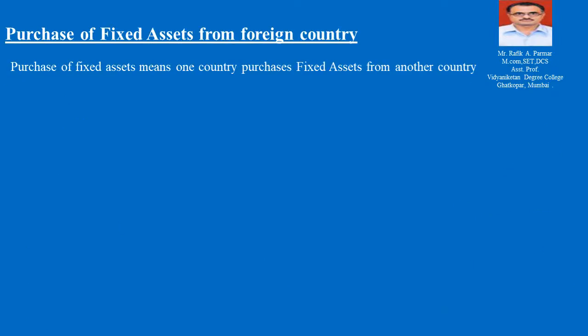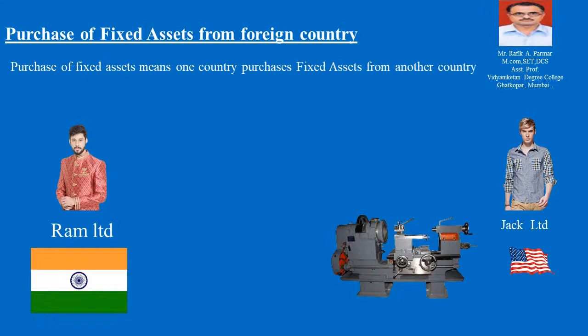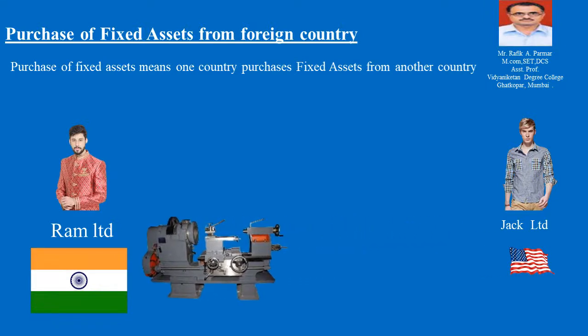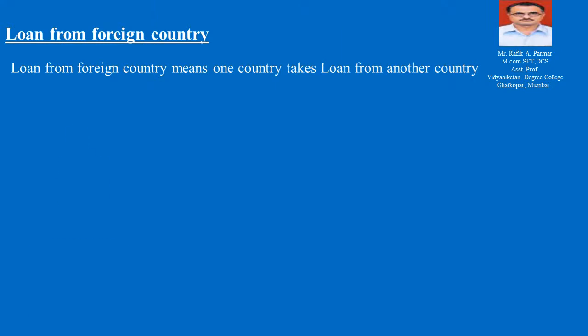Next is purchase of fixed assets from foreign country. Purchase of fixed assets from foreign country means one country is purchasing fixed assets from another country. For example, RAM Limited of India and there is a company called Jack Limited which is from USA. RAM Limited of India is purchasing machinery from Jack Limited of USA. Now this machinery is a fixed asset and this is a transaction in foreign currency because here the currency involved is dollar.